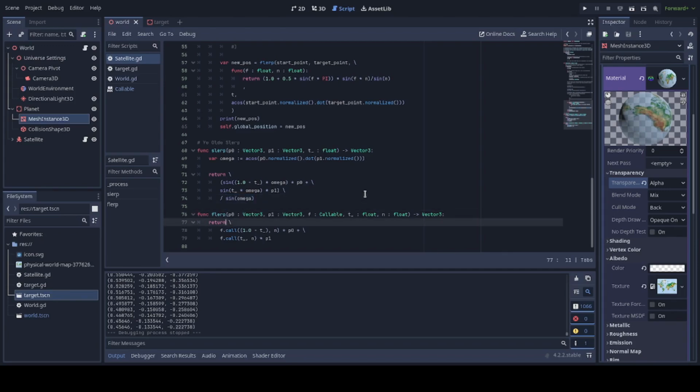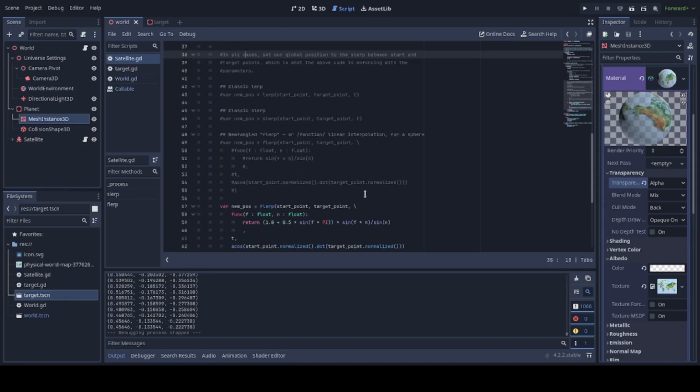What does it do here? It calls f for 1.0 minus t and the normalization factor, multiplies that by p naught, then adds the same function called on t and the normalization factor times p1. Very similar, right? So in theory, if we had the right function, we could do a spherical interpolation. And that's actually something I've added up here.